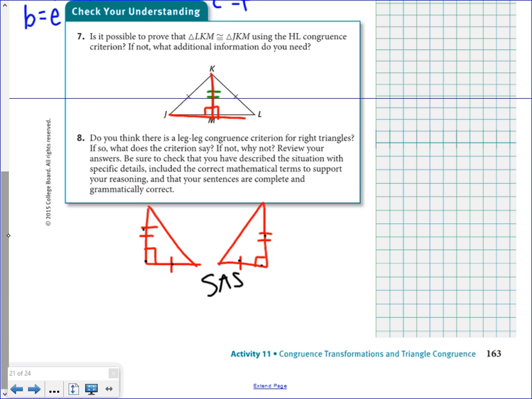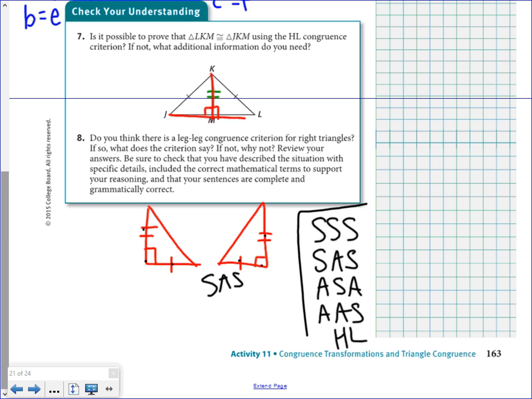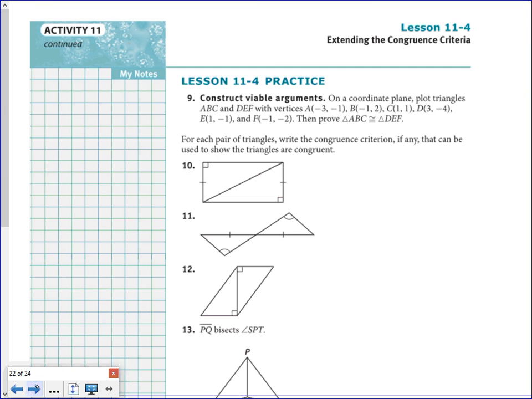So that means that there are 5 triangle congruences. Side, side, side, side, angle, side, angle, side, angle, angle, angle, side, and hypotenuse leg. So these are the 5 that you want to make sure that you understand and can differentiate between. So now let's go to the homework.